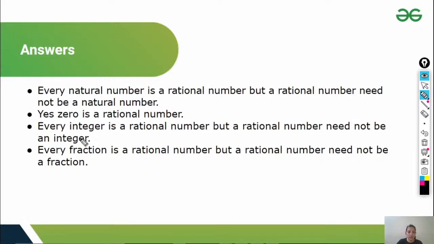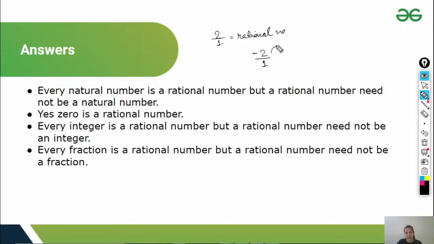Okay, so yes, every integer is a rational number, but a rational number need not be an integer. As per the example we saw in natural numbers, 2 I could write as 2 by 1, so it becomes a rational number. Similarly, I can write -2, which is an integer, as -2 by 1.